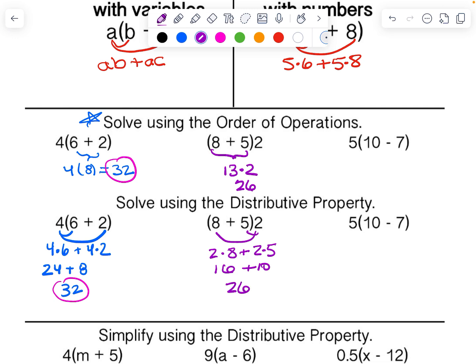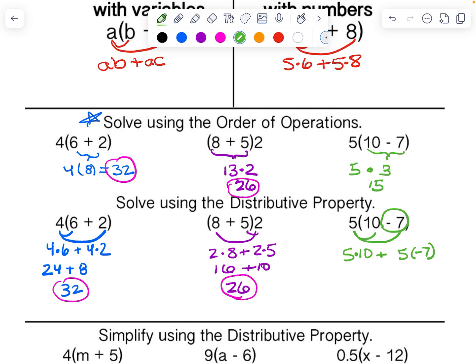Let's try one more example. Using the order of operations, I would do parentheses first and then multiply last to give 15, or I can do 5 times 10 and 5 times negative 7, right? Because I know you've heard me say this a lot of times, but the symbol goes with the number that it's right in front of. So we're going to treat that as a negative 7. And so we have 50 plus negative 35, which, guess what, is also 15.